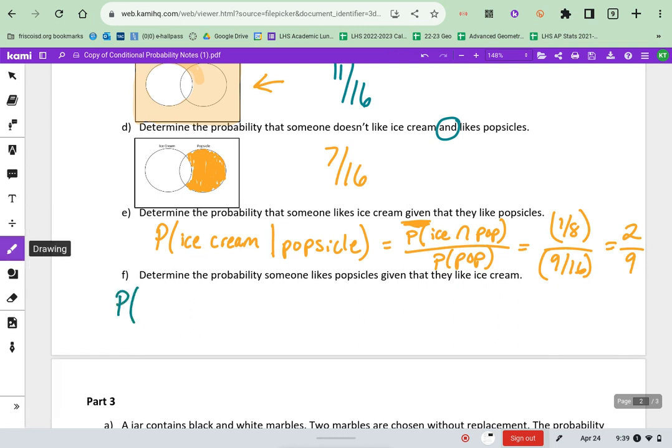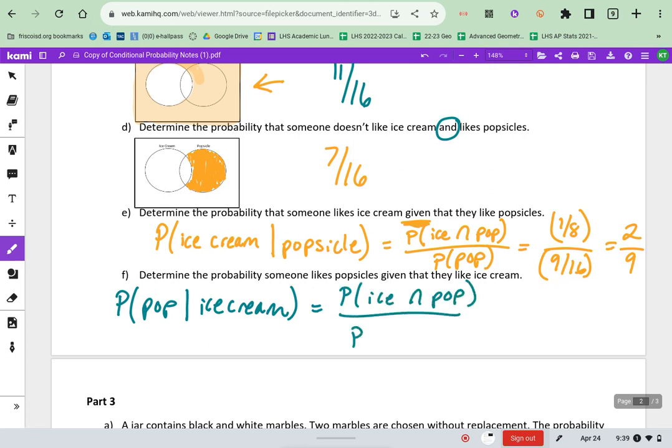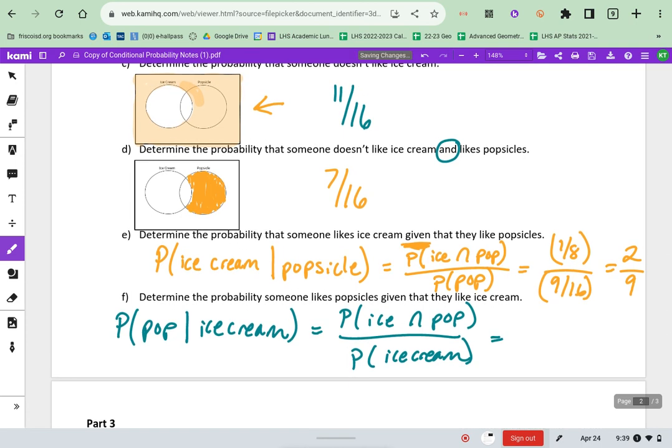Okay, so the probability someone likes popsicles given that they like ice cream. This is equal to the probability of ice cream and popsicle divided by the probability of ice cream. Again, we already figured out the probability of liking popsicles and ice cream. That was the 1/8. And in part A, we figured out the probability of someone liking ice cream. That was 5/16. And this will all simplify to 2/5.